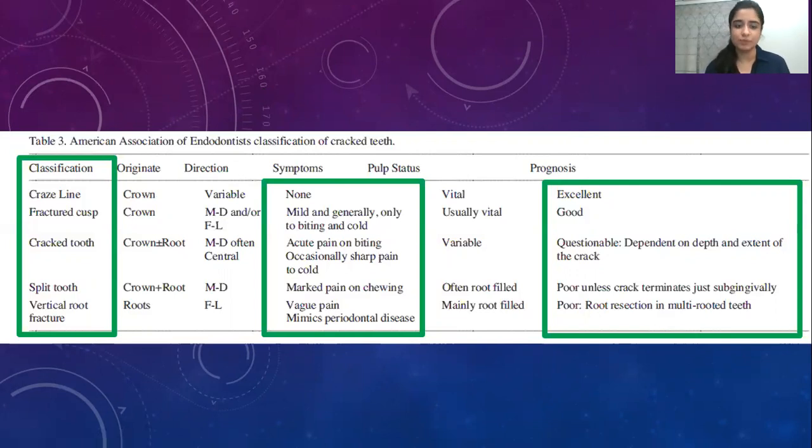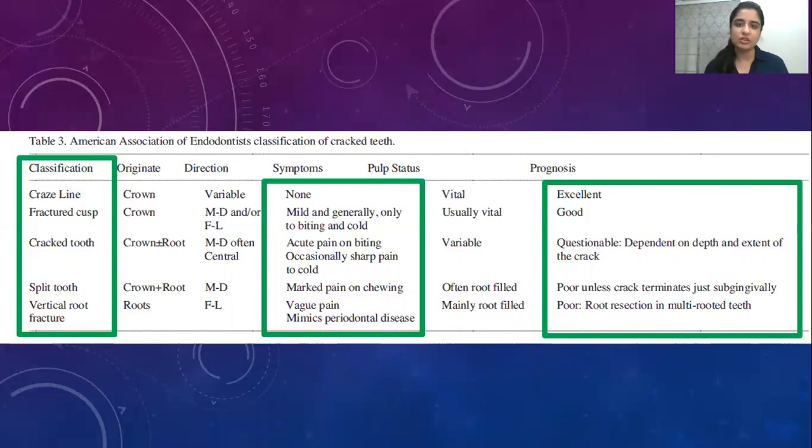Now, when we see a split tooth, there will be marked pain on chewing, and split tooth and vertical root fractured tooth are mostly root canal treated. So they will have poor prognosis unless the crack terminates just subgingivally in the case of a split tooth. And when we see vertical root fracture, there will be vague pain. It will mimic periodontal diseases, and the pulp status is mainly root canal filled, as I already told you, and the prognosis is poor for single rooted teeth, whereas for multi-rooted teeth we can go ahead with root resection after seeing the bone levels.